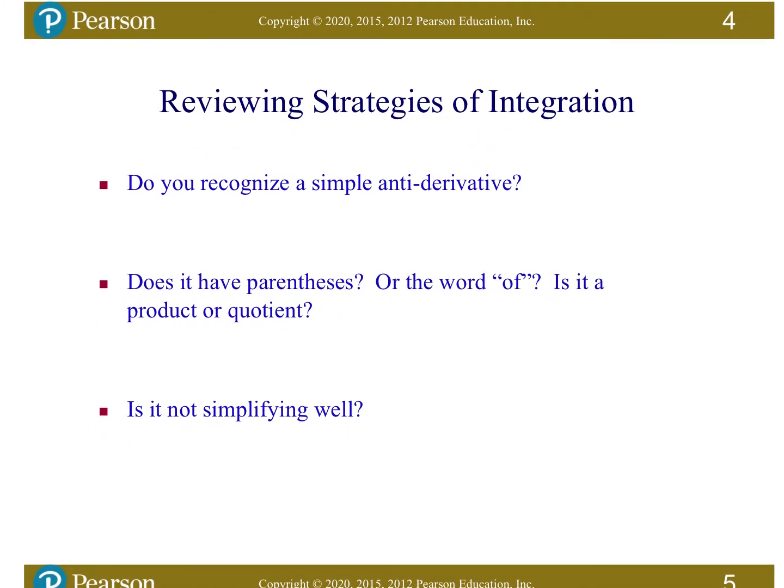The other thing we want to review is what we've done in chapter 6 so far. So in chapter 6, this was lesson 6.1, we dealt with the question, do you recognize a simple antiderivative? A simple antiderivative meaning that 1 over x turns into the ln of the absolute value of x, or that cosine as an antiderivative turns into sine, or that x turns into x squared over 2. Those are simple antiderivatives. So we reviewed all of those in 6.1.